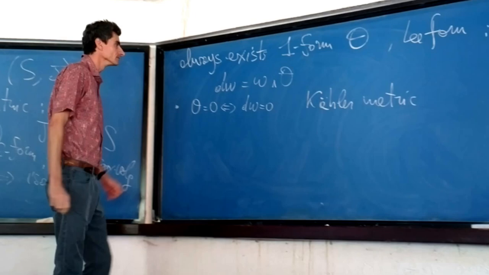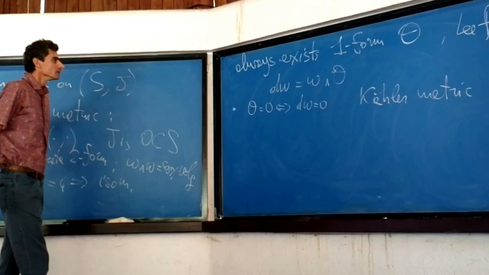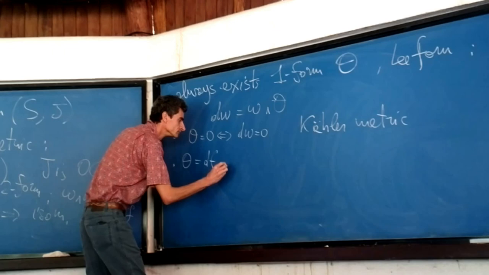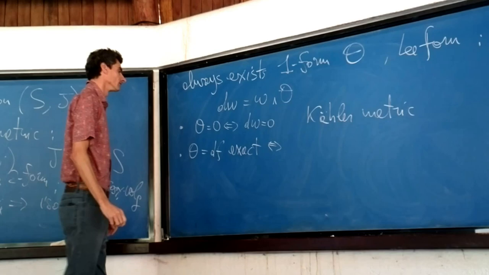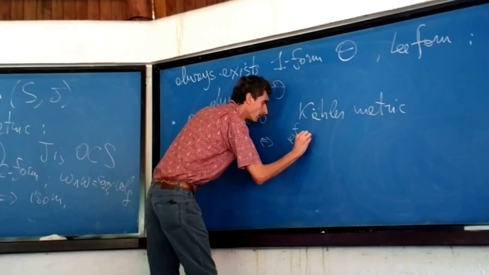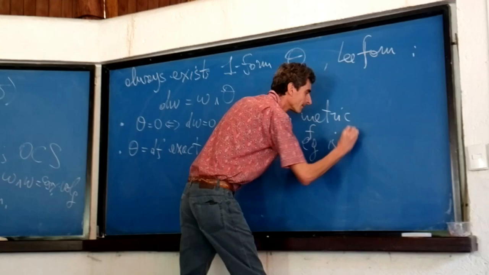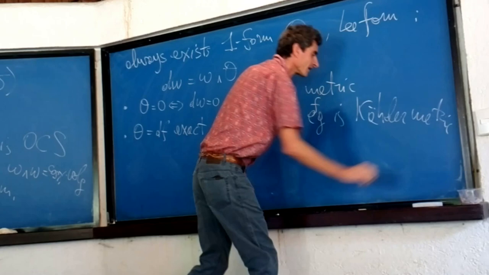If theta is not zero but is exact, the differential of a function f, then this means that e to the minus f times g is a Kahler metric. So in this case, we say that g is a globally conformally Kahler metric.